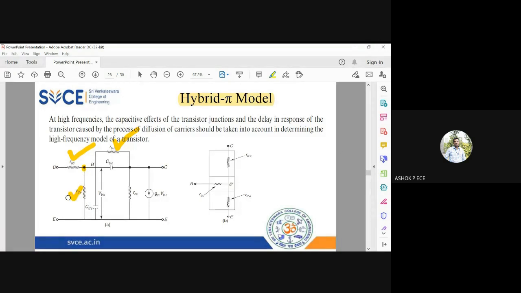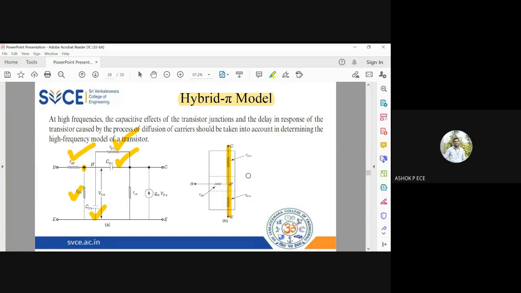So three resistors have come. Same way three capacitors, but out of the three capacitors only two are active. So between B dash and collector you have one capacitance C B dash C. Between B dash and emitter you have one capacitance C B dash E. Between B and B dash there is no capacitance. So see the components C B dash C and C B dash E.